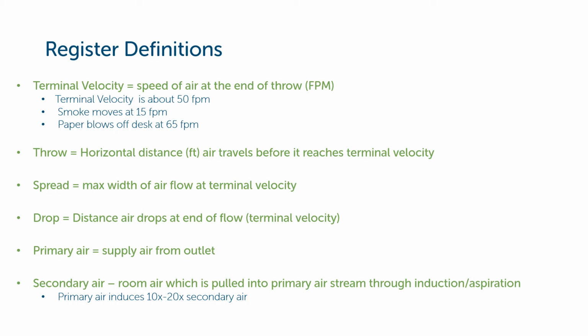It takes 65 feet per minute to blow a paper off of a desk. So maybe that helps put in perspective what terminal velocity we're talking about. Throw is the horizontal distance that air travels before it reaches terminal velocity. Once a register is spec'd, it will have a certain throw. So when we know the velocity and the register type, we'll be able to tell how far we can push the air out before it reaches terminal velocity. And this gets important when we start talking about not blowing air on the occupants, right?